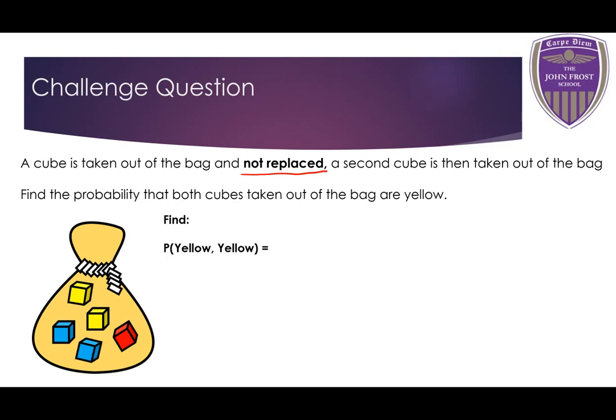Okay, so as we've said this whole lesson, the probability of two events, one happening after the other, is basically the probability of each of them happening multiplied by the other. So all we're going to do is the probability of getting a yellow cube, and we're going to multiply that by the probability of getting another yellow cube. What's the probability of getting a yellow cube in this bag? Well, there's two yellow cubes out of five. So there's a two in five chance, or 2/5 chance, of picking a yellow cube out of this bag.